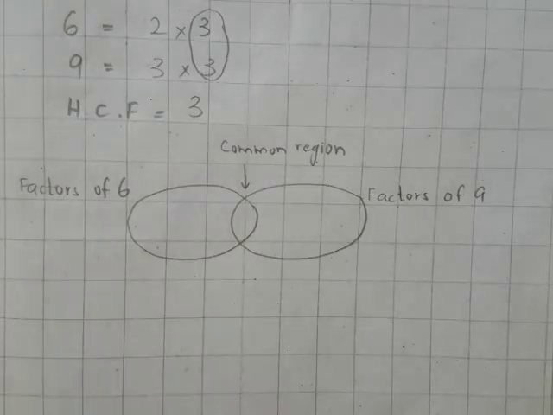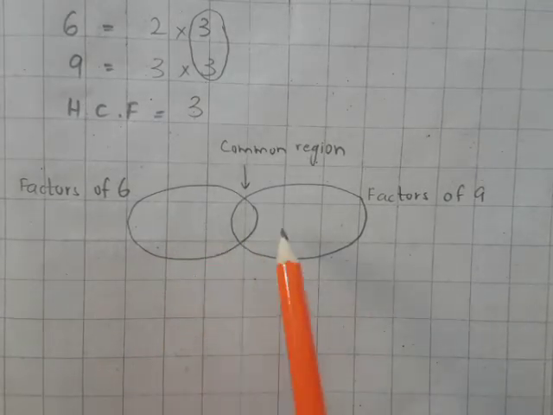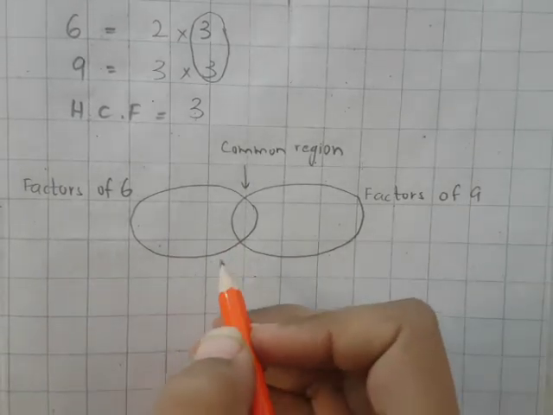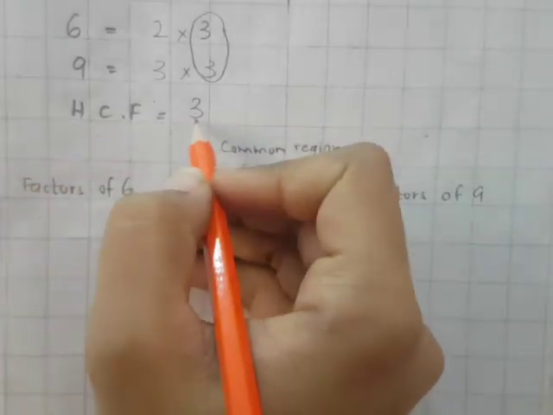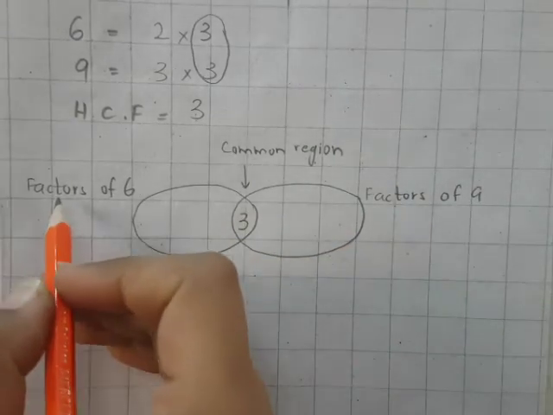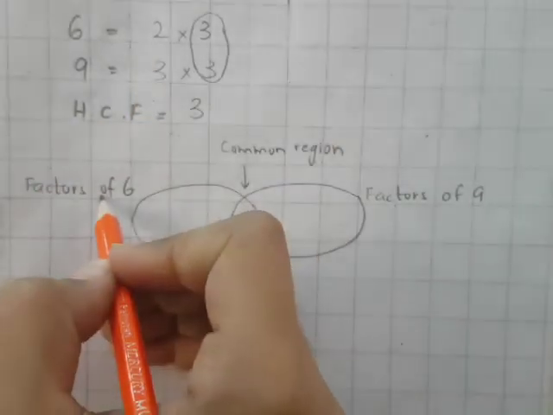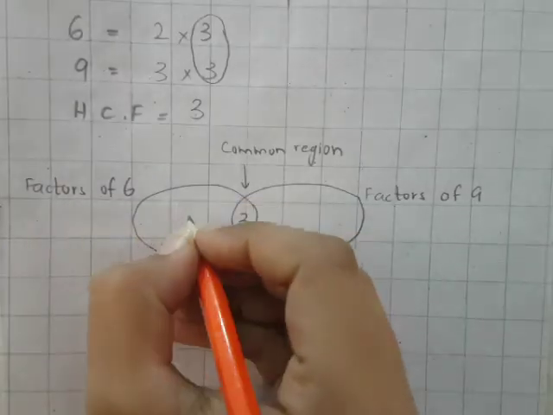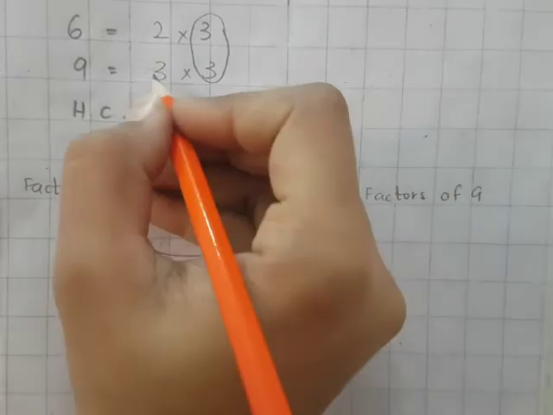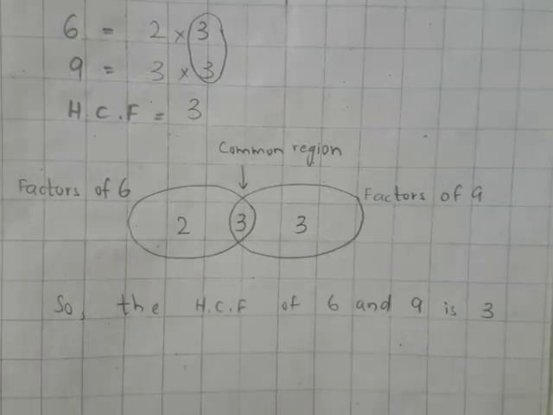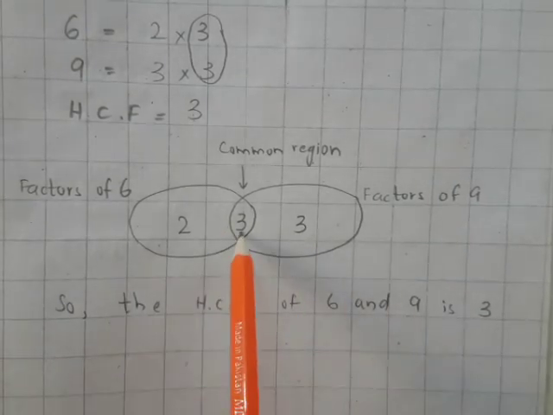Okay, now class 4, let's see how we'll draw a Venn diagram. First, draw two overlapping oval shapes and find the common region, that is the HCF. What is the common region? Number 3. We'll write it over here. The remaining factor of number 6 is only one number, so the factor of number 6 is 2 and the factor of number 9 is 3. So the HCF of 6 and 9 is 3.